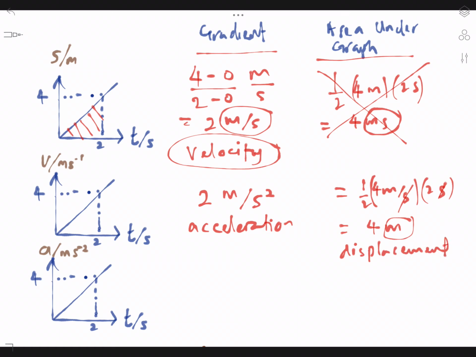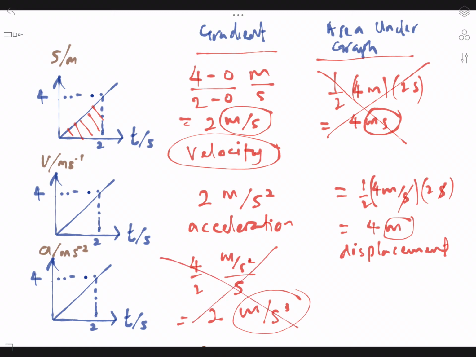You do the same thing for acceleration versus time. So let's try it again here. 4 over 2, and the unit is meter per second squared over second. So you should get 2 meter per second cubed. Look at the unit here. It does not represent any quantity, so you don't have to find out the gradient for acceleration versus time because it does not represent any useful quantity for us.